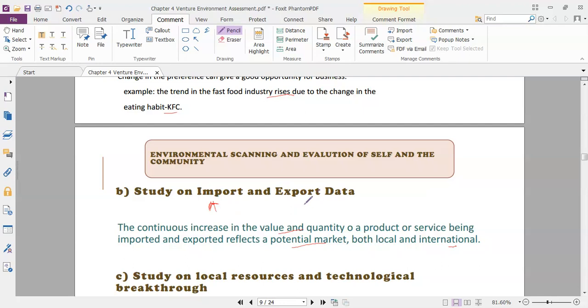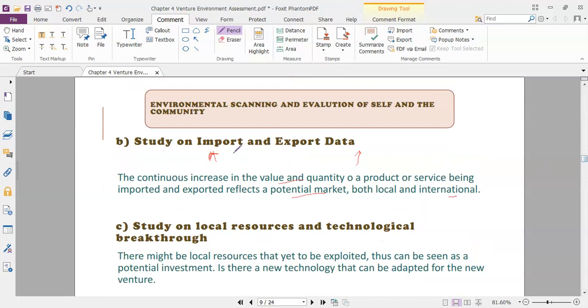For example, nowadays, Musang King durian, the best one, will be exported to China, UK, for example. So we need to know, we need to assess it. What is the product that Malaysia imports from outside countries? For example, kiwi fruit, right?